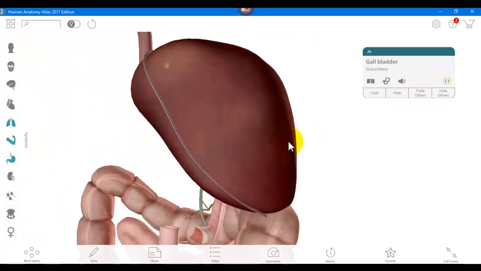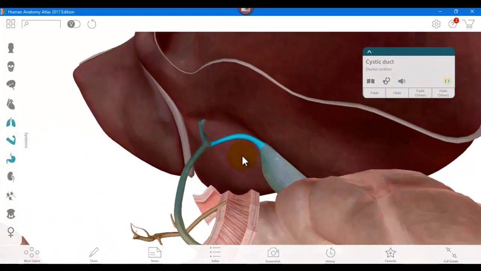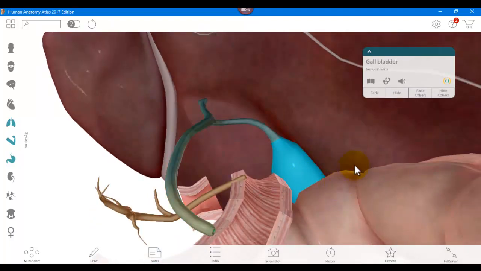It's kind of poking down here. And then this is the cystic duct. And these two merge together like this to form what's called the common bile duct. And this is the gallbladder. And the reason the liver is covered in digestion is the liver makes bile. The bile is produced by liver cells. There are little bile ducts that get collected in the liver.